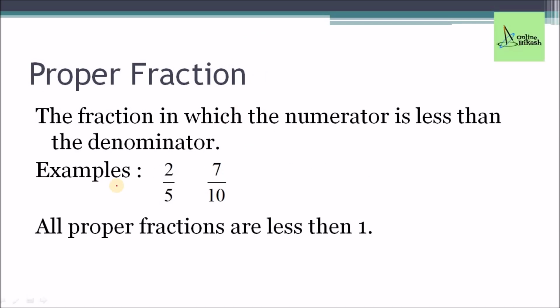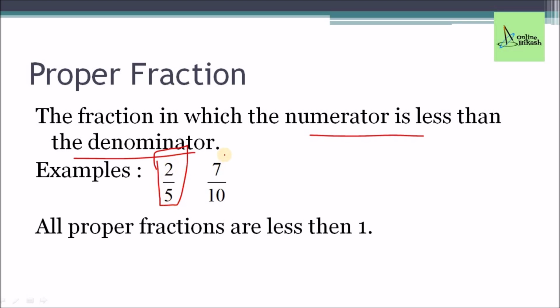Now let us first try to understand what a proper fraction is. It is a fraction in which the numerator is less than the denominator. This is the thing you must remember. With an example you will be more clear: 2 by 5. I think you know what the numerator and the denominator of a fraction are. The numerator is 2 and the denominator is 5, so the numerator is less than the denominator. That's why it is a proper fraction.